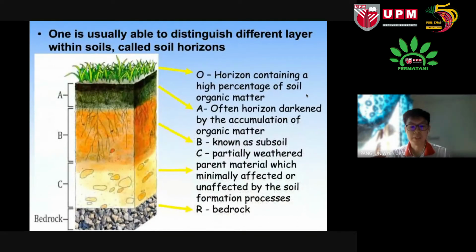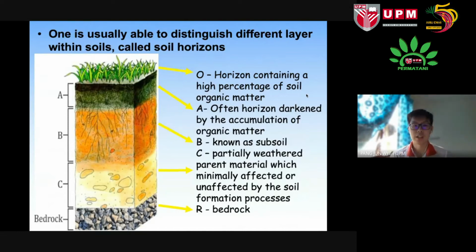All right. So this is what you will be exposed to about soils, which is the most crucial and most basic part: soil horizons. Soil horizons are divided into 4 layers. The first one, the most upper part, is horizon O. This horizon O contains a high percentage of soil organic matter. Why does horizon O contain a high percentage of soil organic matter?